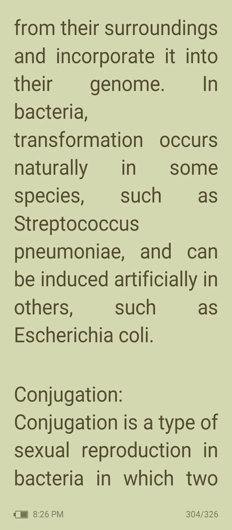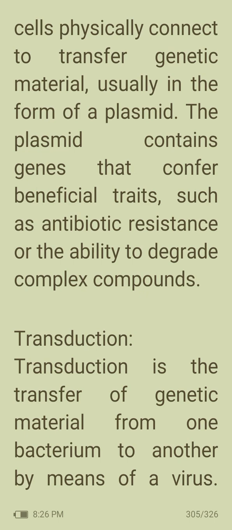Then conjugation. Conjugation is a type of sexual reproduction in bacteria in which two cells physically connect to transfer genetic material, usually in the form of a plasmid. The plasmid contains genes that confer beneficial traits such as antibiotic resistance or the ability to degrade complex compounds.